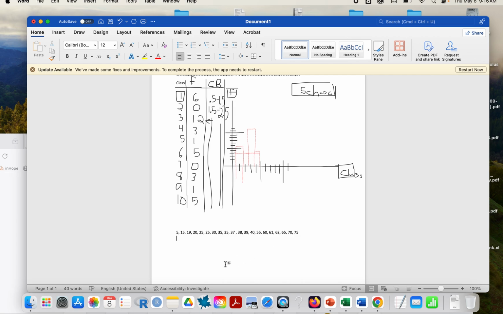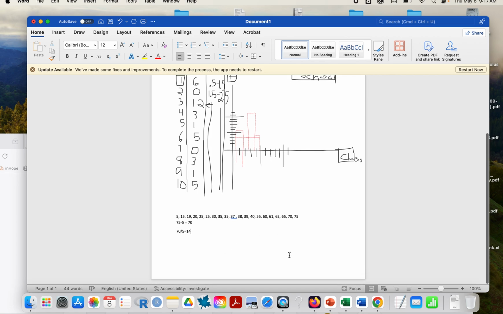So a way to do this is to begin by taking the range. So we go 75 minus 5. So we take the high number minus the low number. That's called the range. And we're going to get a value of 70. Now, we have a small data set, so we're going to go with 5 classes. So our next step is to do 70 divided by 5. Now, 70 divided by 5 is going to give us 14.